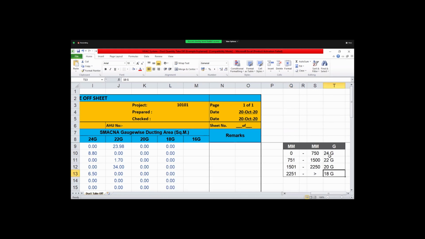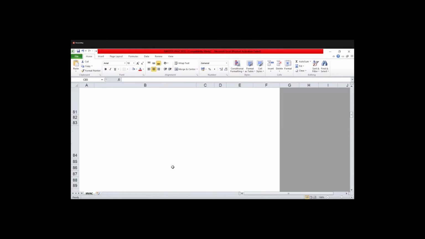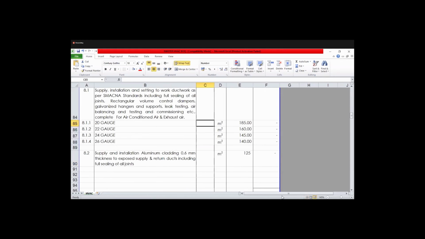This is the classification of gauges, meaning how we have to consider them as per the width of the duct. We have to calculate using that sheet, and mention the total square meter as per the respective gauge: 20 gauge, 22 gauge, 24 gauge.